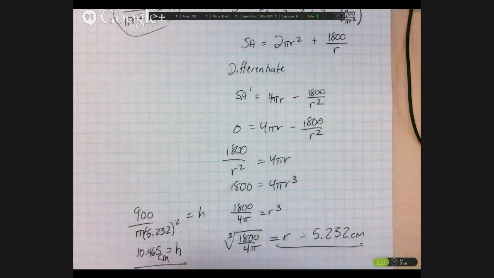What is h? H is 10.46. So here's the size of our can. Do you guys think that Monster and Red Bull and Coca-Cola actually use those? Yeah, they do actually. When you produce 1 million units of something, 1/100th of a square centimeter of stainless steel ends up being a lot of stainless steel. You can save a lot of money and increase your profits by using this stuff.